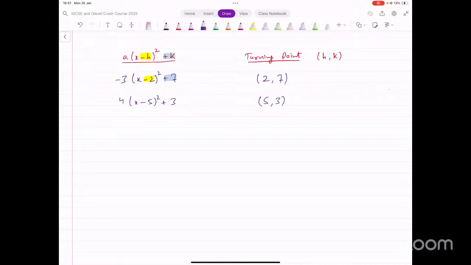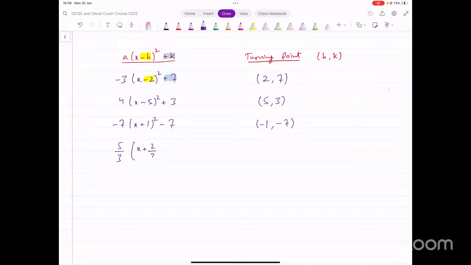If you had minus 7 into x plus 1 whole squared minus 7, what about this now? The number inside this sign is going to be flipped. So this becomes minus 1. The number outside this sign is going to remain the same. That is negative 7.